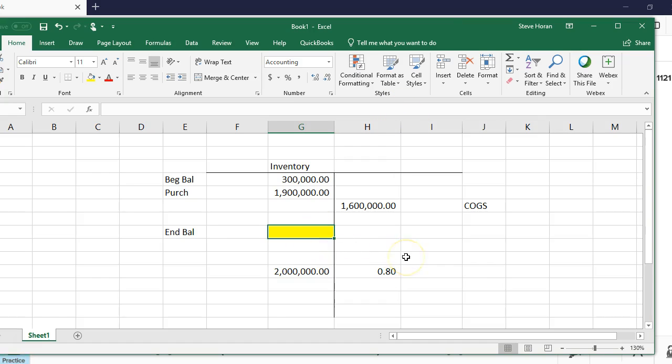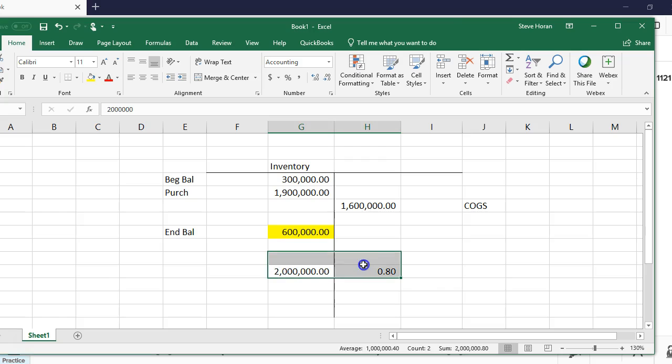So then we can easily figure out what the ending balance was. I take my beginning number plus the 1,900,000. That was my cost of goods available for sale, the 300,000 plus the 1,900,000. I subtract my cost of goods sold, and that gets me my ending balance of 600,000. So that's how you do that one.